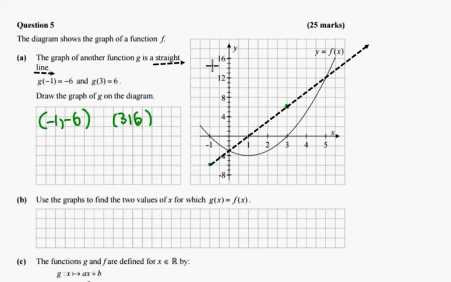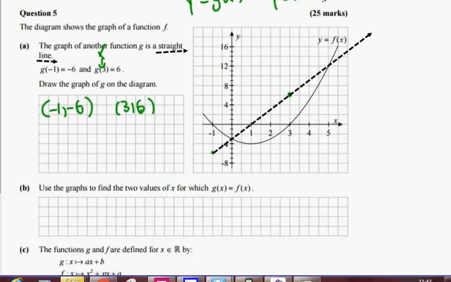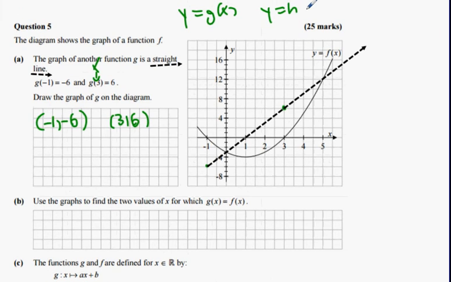Yes, Sean. Right here, the input is 3, the output is 6. No, input is x, output is y. If I zone in on this again, the x is the input, but the y value can also be g of x. A y value can also be h of x. It depends on what letter they use in the question. So it can be f of x, g of x, or h of x. It doesn't matter. There are y values for different functions.